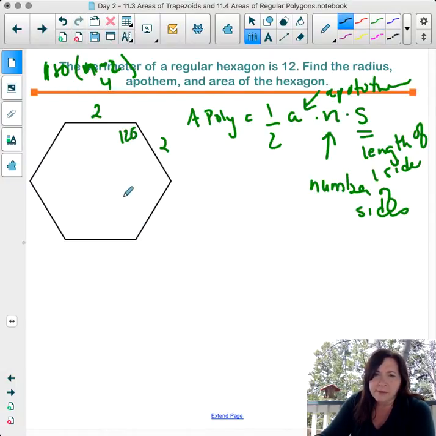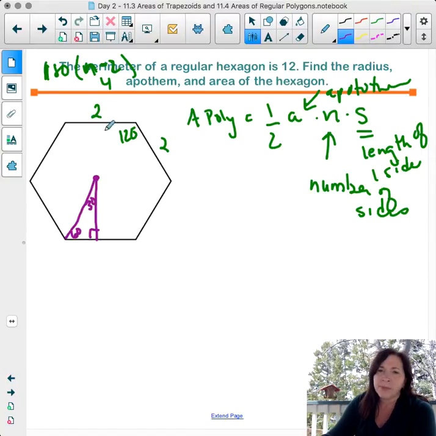And if I say, here's the center of my polygon, and I drop this down, that's my apothem, and I cut that in half, now that's a 30-60-90 right triangle. If the whole length from here to here is 2, this is 1. So across from the 30 is a, across from the 60 is a root 3. We don't need to know this, but the hypotenuse is 2.